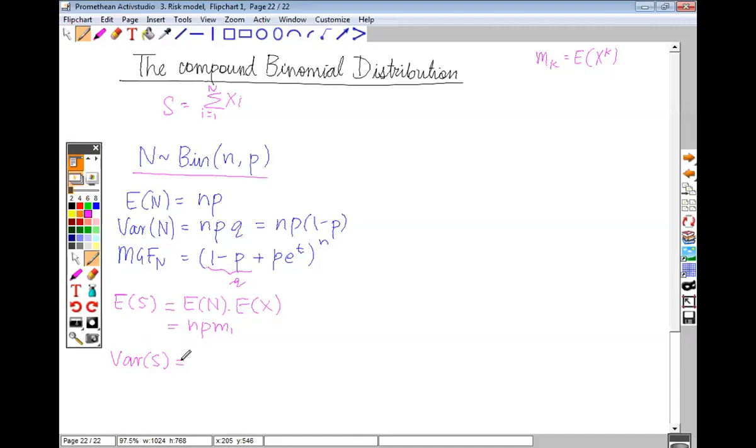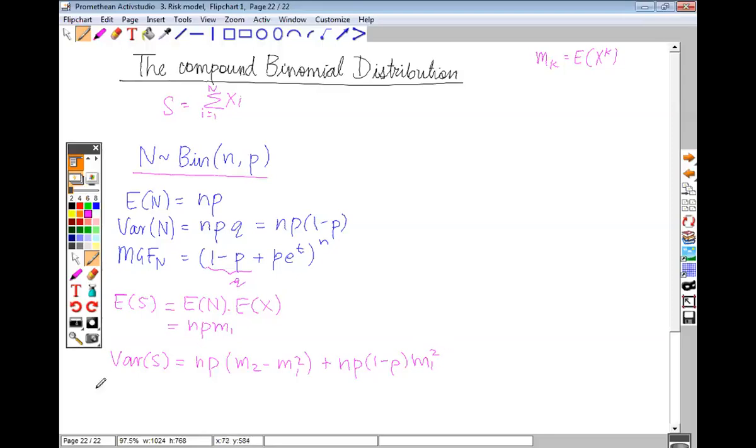And next up, we want to look at the variance of S. So the formula for variance of S, if you substitute, it was something like expectation of n times the variance of X. So variance would be expectation of X squared minus expectation of X the whole square. And then you added on the variance of n, which will be np(1 - p), and then you multiply it by expectation of X the whole square. So this will be the variance of S.